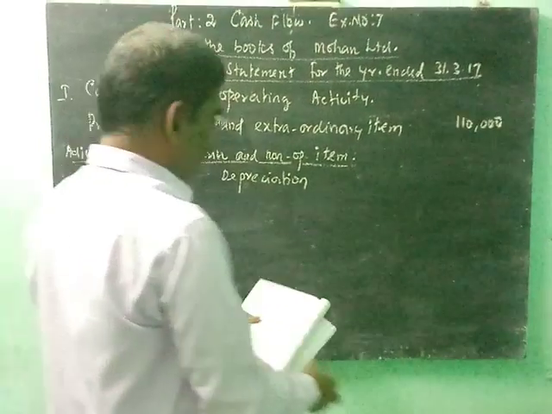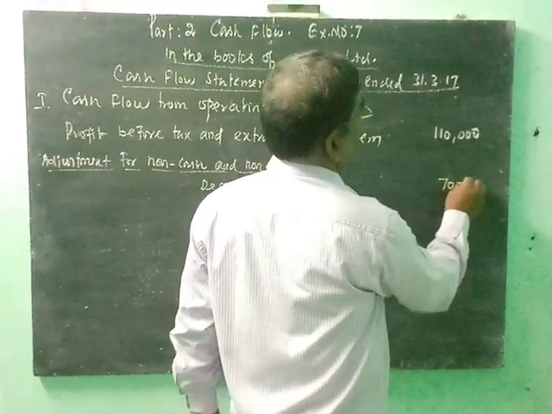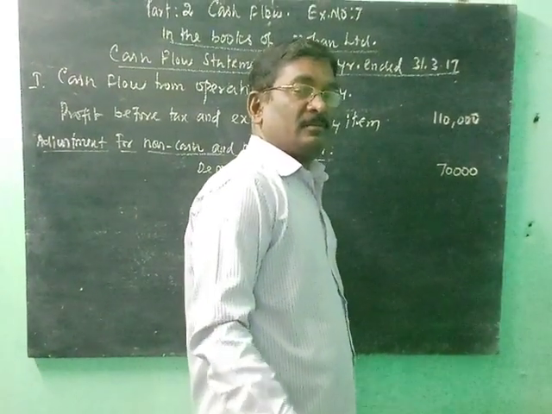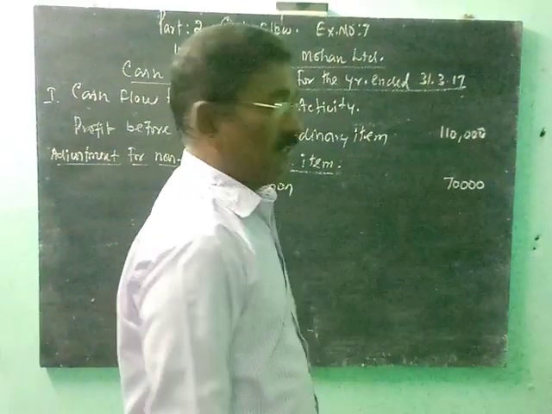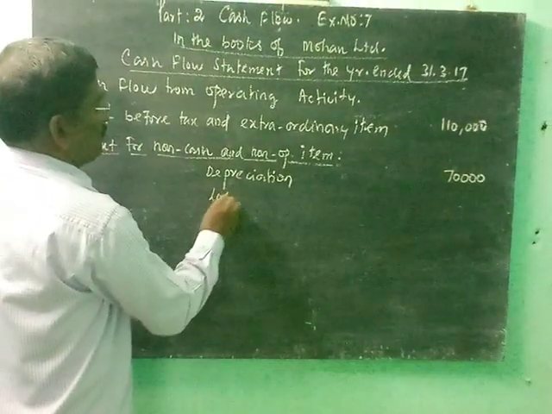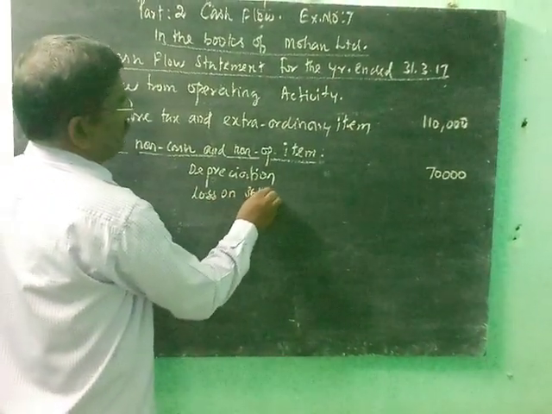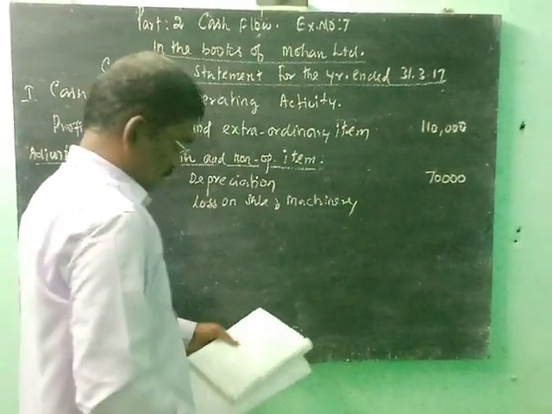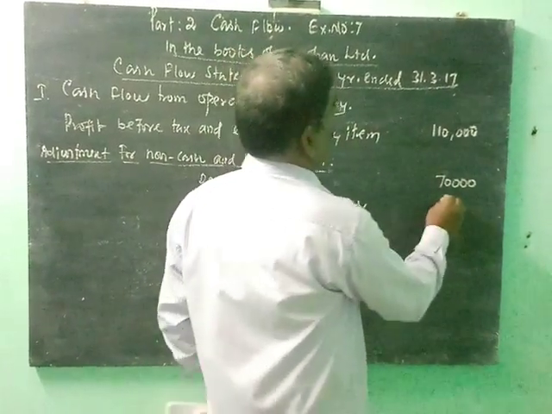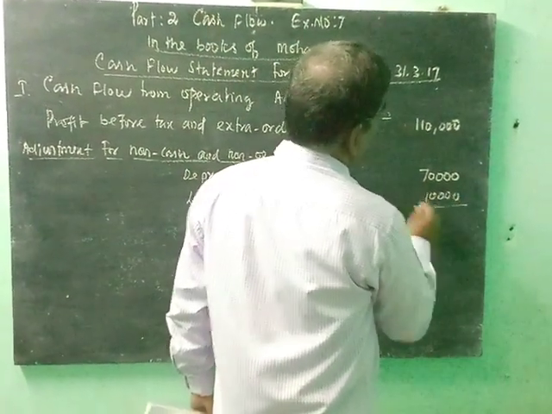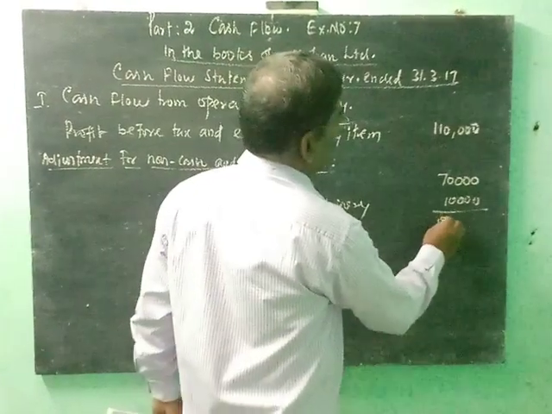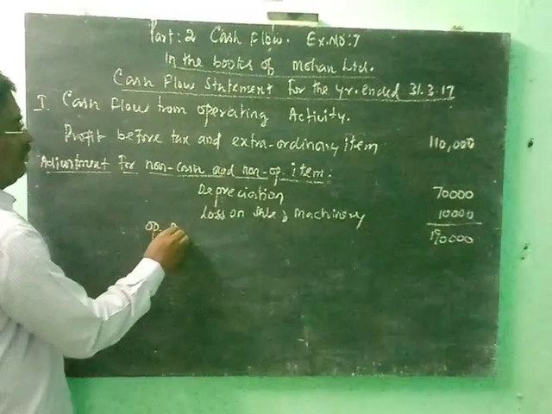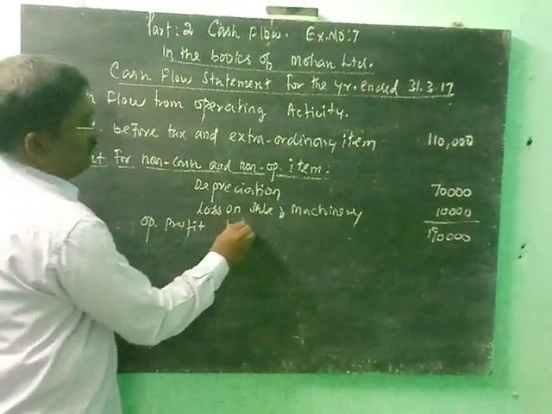So depreciation in accumulated depreciation account. In accumulated depreciation account, statement of P&L account, that is credited in accumulated depreciation 70,000, and another one is loss on sale. So in this problem only two information. So loss on sale of fixed assets, that is 10,000. So the total comes to 1,90,000. This amount is called operating profit before working capital.